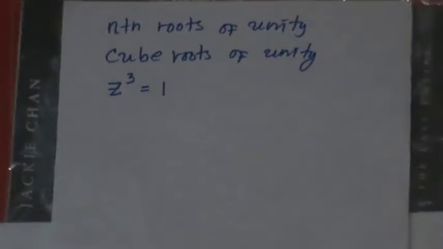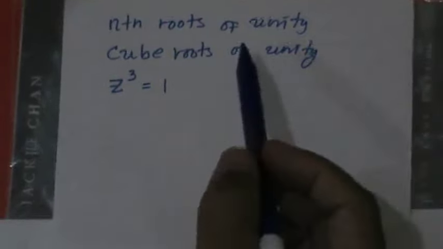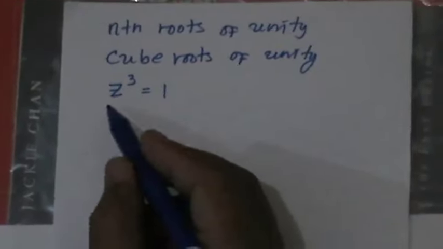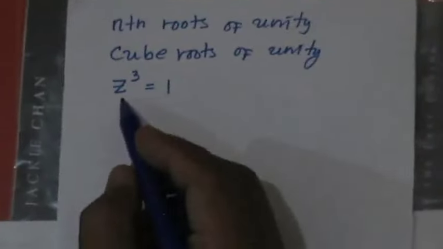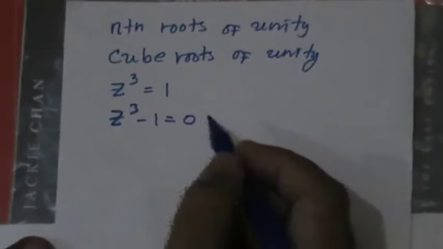Alright, in this video, let's try to look at the nth roots of unity. Before we go to the nth roots of unity, let's try to have the cube roots of unity first. The cube roots of unity means z cubed is equal to 1, or z cubed minus 1 is equal to 0.